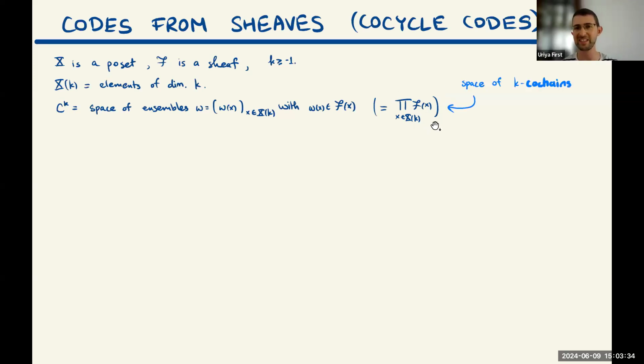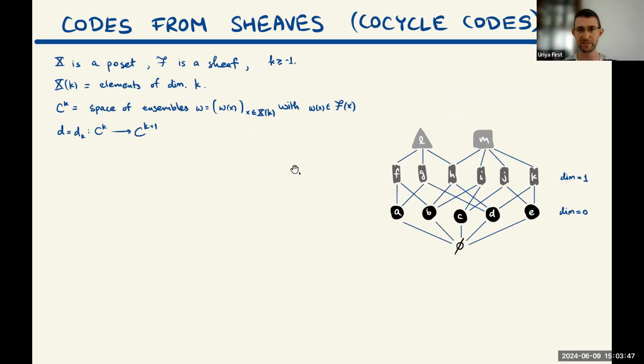of those spaces. And this is known as the space of k-cochains. Now, there is a linear map from C^k to C^(k+1), and I will define it by illustration. So here is the poset. I will assume that k is 0. This is the poset from before.